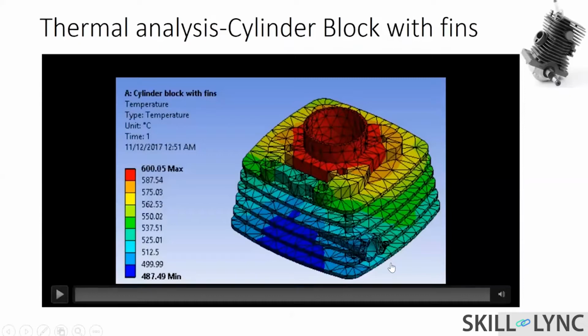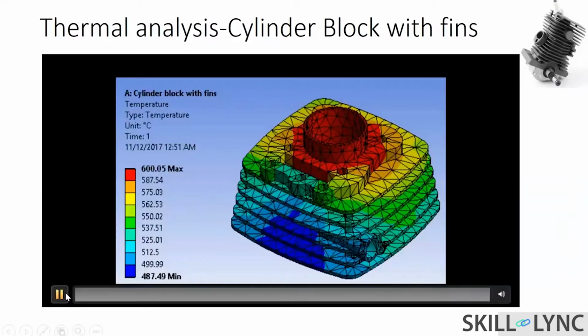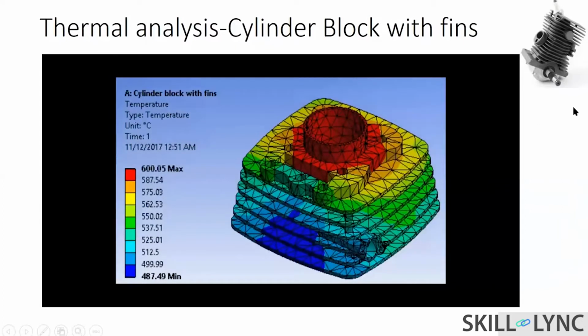What would we do in ANSYS? So you would have seen this cylinder block. If you have a gear two-wheeler, you would see this engine which is visible to us. When you look at this engine block, you would see these fins on the structure. The fins are used to dissipate heat.